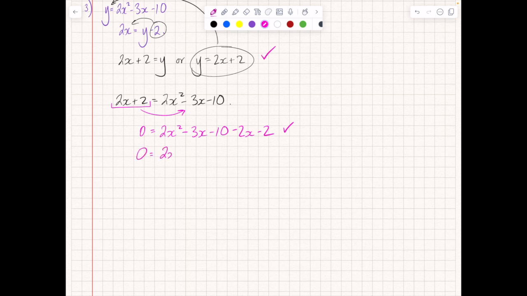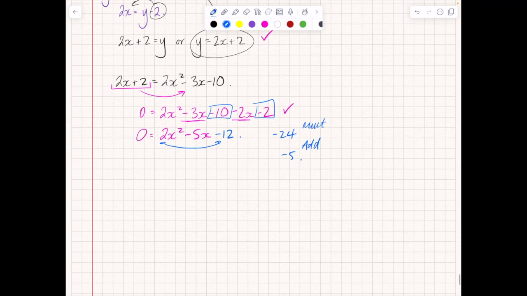From here, 2x squared, well, let's work this out. Minus 3x minus 2x is minus 5x. Be careful there, make sure you've got that right. And then minus 10 minus 2 is minus 12. So there's a quadratic. Let's go through the process. 2 times minus 12 is minus 24. So I need two numbers that multiply to minus 24 and add to negative 5.